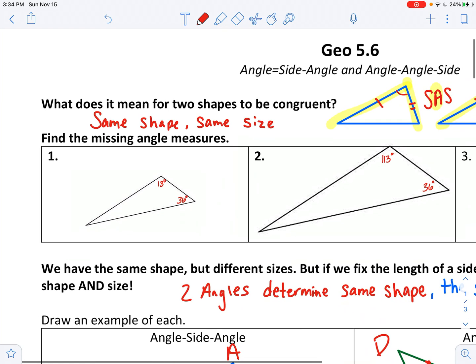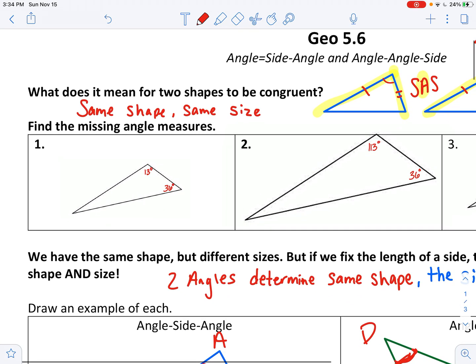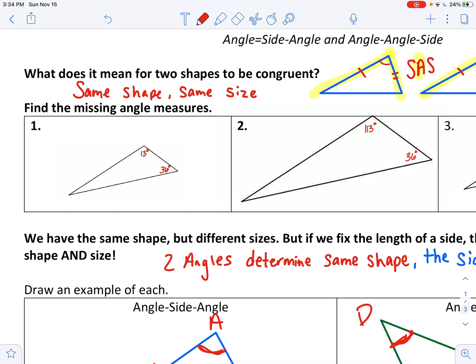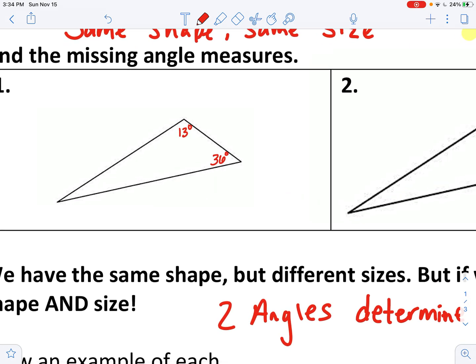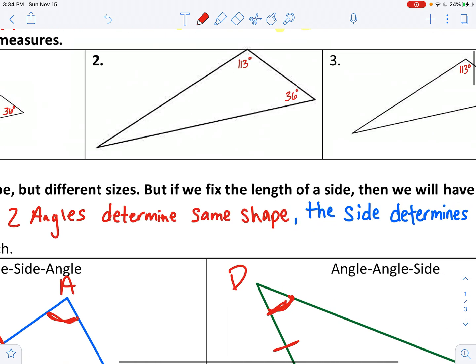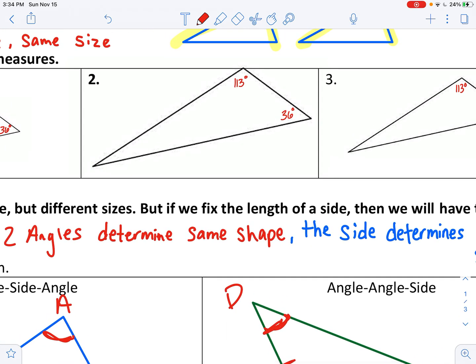Now, what does it mean for two shapes to be congruent, or two triangles specifically, but any two shapes to be congruent? They've got to be the same shape, the same size. So let's find some missing angle measures. We know that all three angles in a triangle have to add up to 180. So I would subtract 113 and 36 from 180 and get 31 degrees.